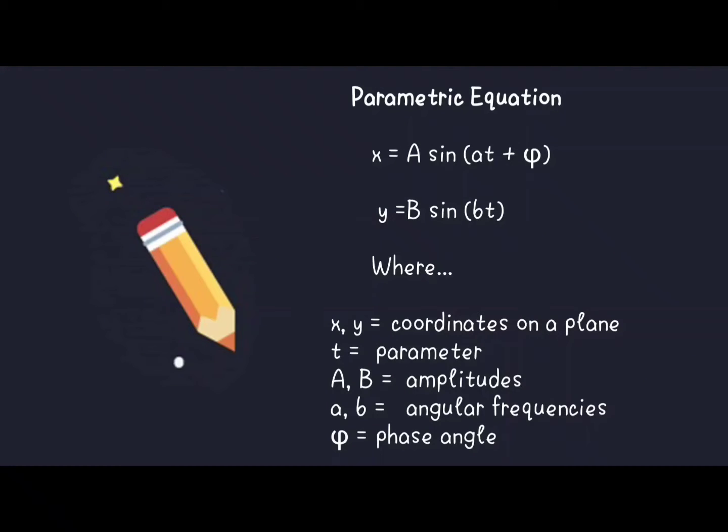Parametric equation. x equals A sin(at plus phi) and y equals B sin(bt), where x and y are coordinates on a plane, t is the parameter, A and B are the amplitudes and small a and small b are the angular frequencies. Phi is the phase angle.